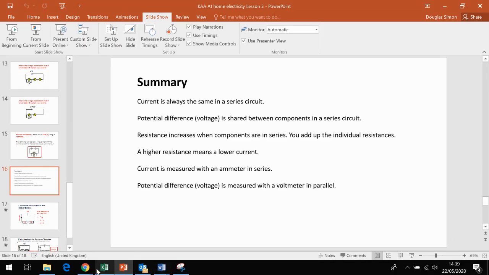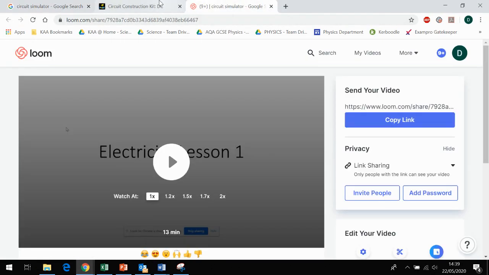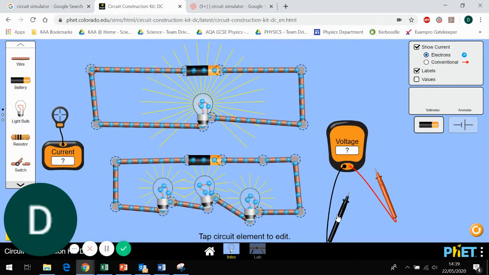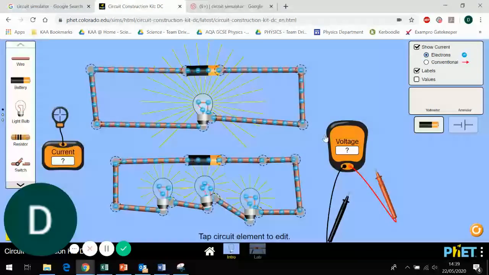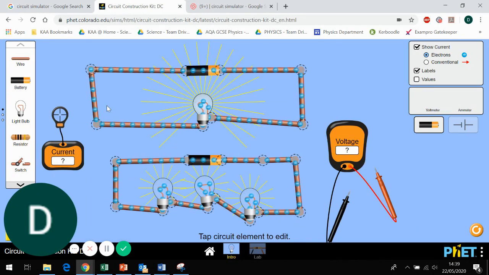So let's have a quick look at this in our circuit simulator. So I've built 2 circuits here. The top circuit has 1 battery, 1 bulb. The bottom circuit has 1 battery and 3 bulbs. Immediately you can see the top circuit has a higher current. There's more electrons passing a point in 1 second because there's obviously less resistance in the top circuit.